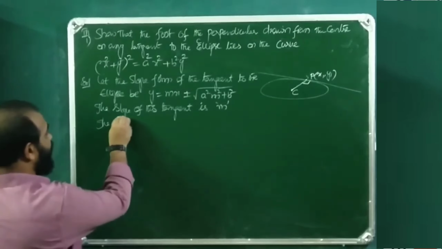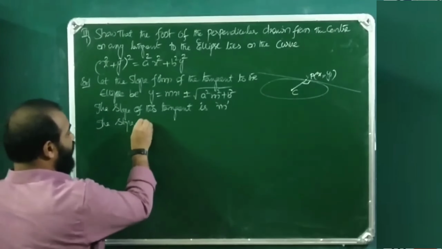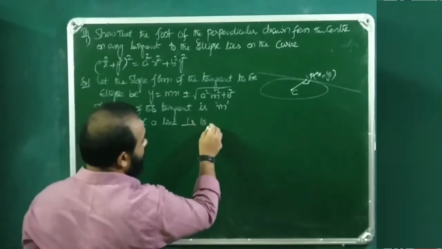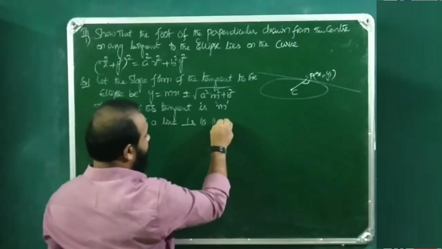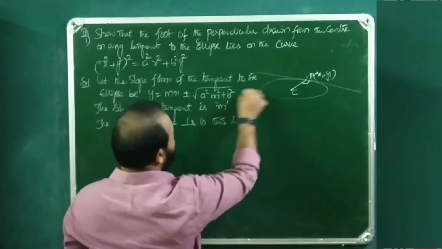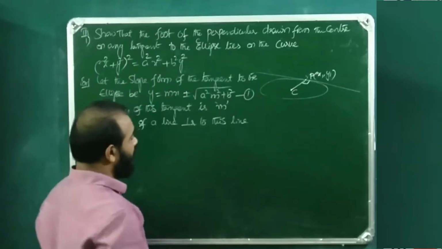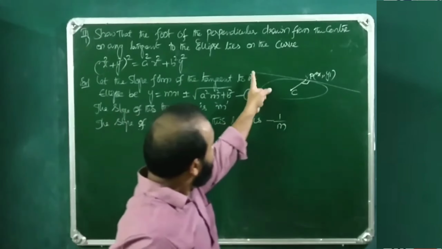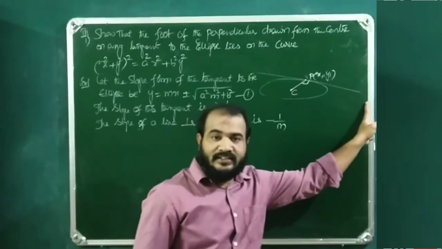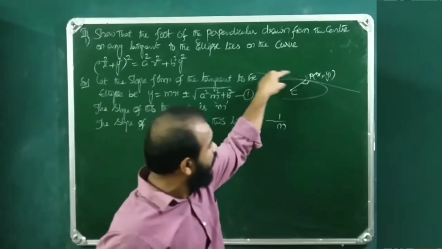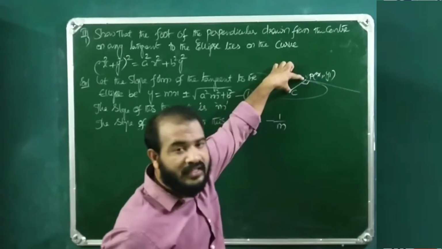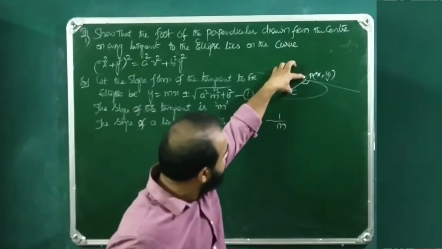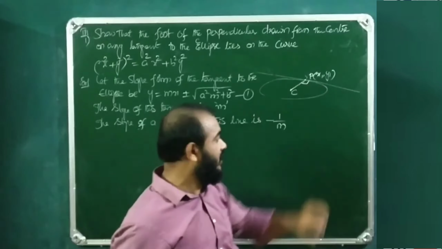The slope of a line perpendicular to this line, in the sense this is the first equation of a line, is minus 1 by m, because the slope of this line is m and the line which is perpendicular to this line is this, and its slope is minus 1 by m, because this and this are perpendicular to each other.